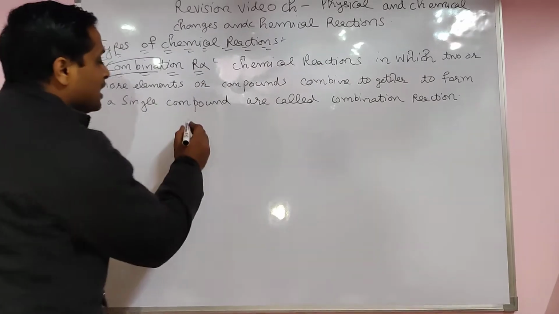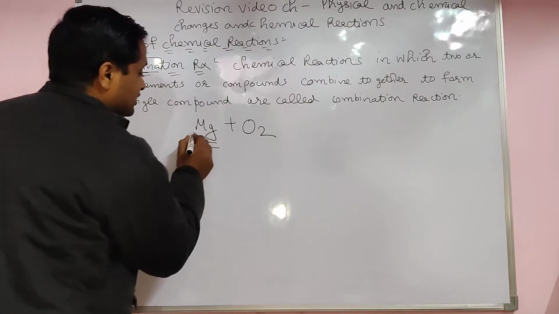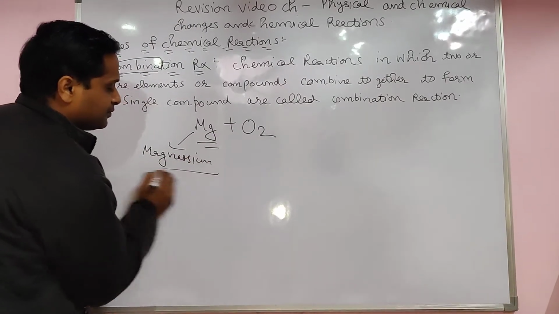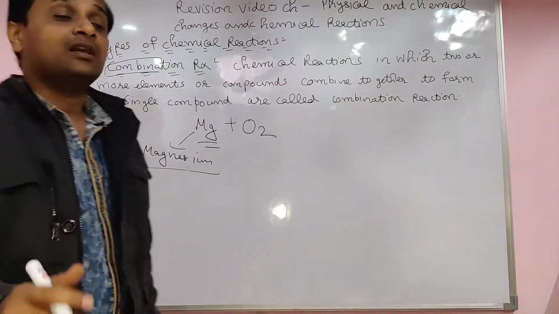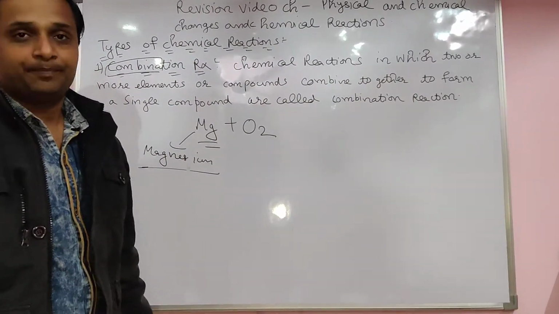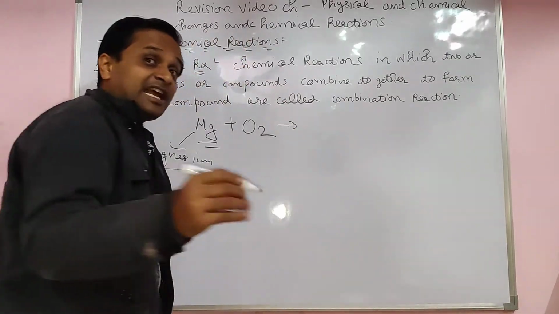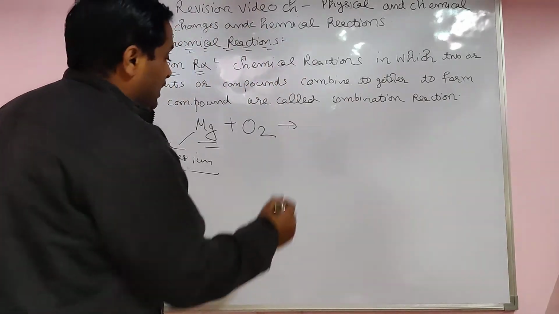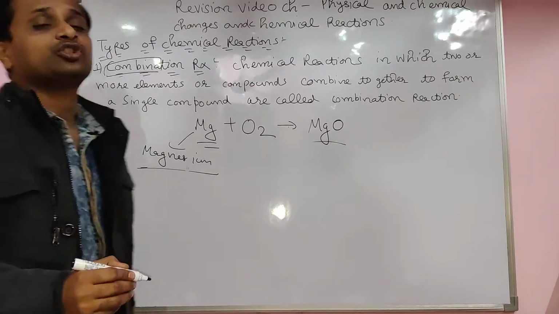Any example? For example, magnesium ribbon. This is magnesium, students, in the form of a ribbon. It burns with a dazzling white flame, like the crackers you burn at Deepavali, like Fuljhadi. The product is MgO, that is magnesium oxide.